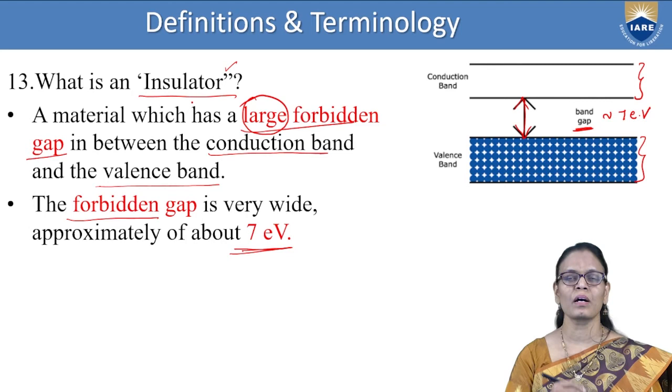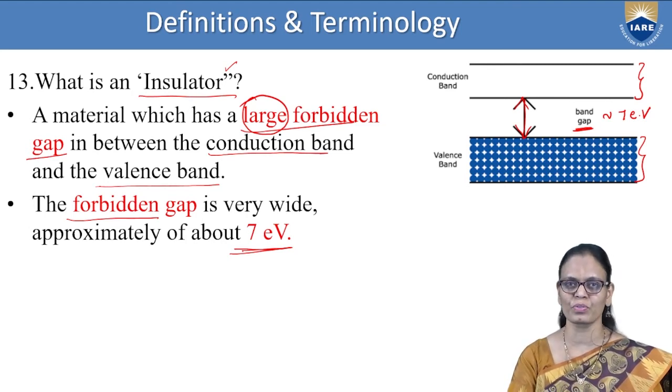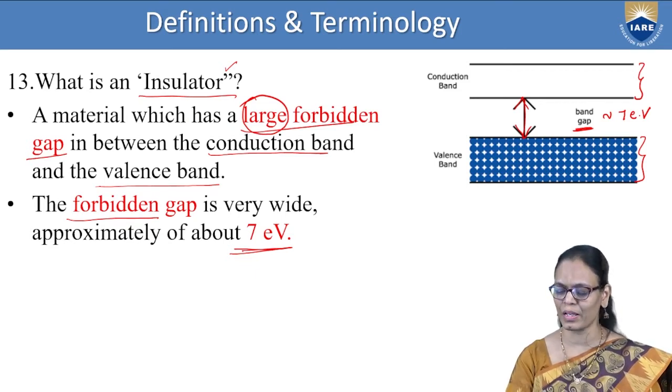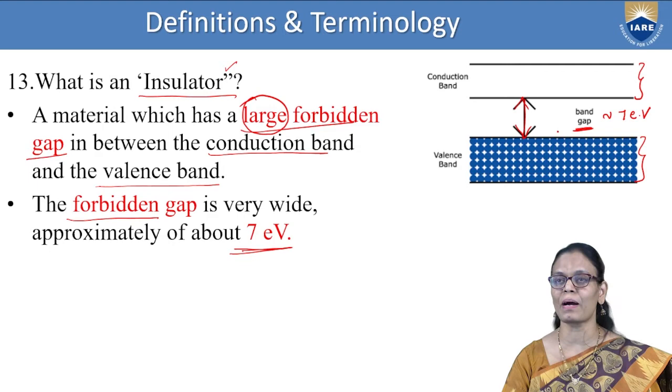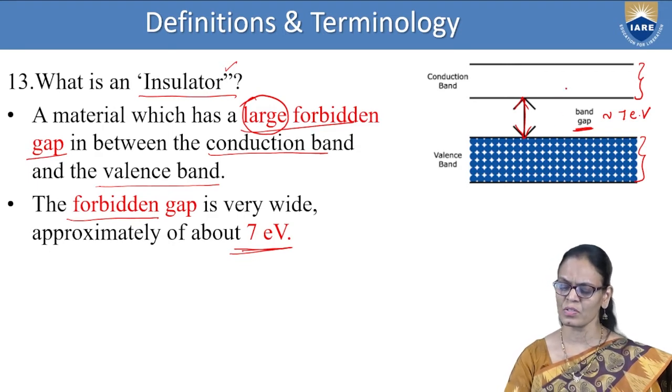Insulator means a material which does not allow the current to flow through it or heat to flow through it. We call it an insulator. Why is it not allowing? Because there is a huge band gap between the valence band and the conduction band. So we have already seen that for electrons to move from the valence band to the conduction band, we have to supply energy, a minimum energy equal to the band gap.